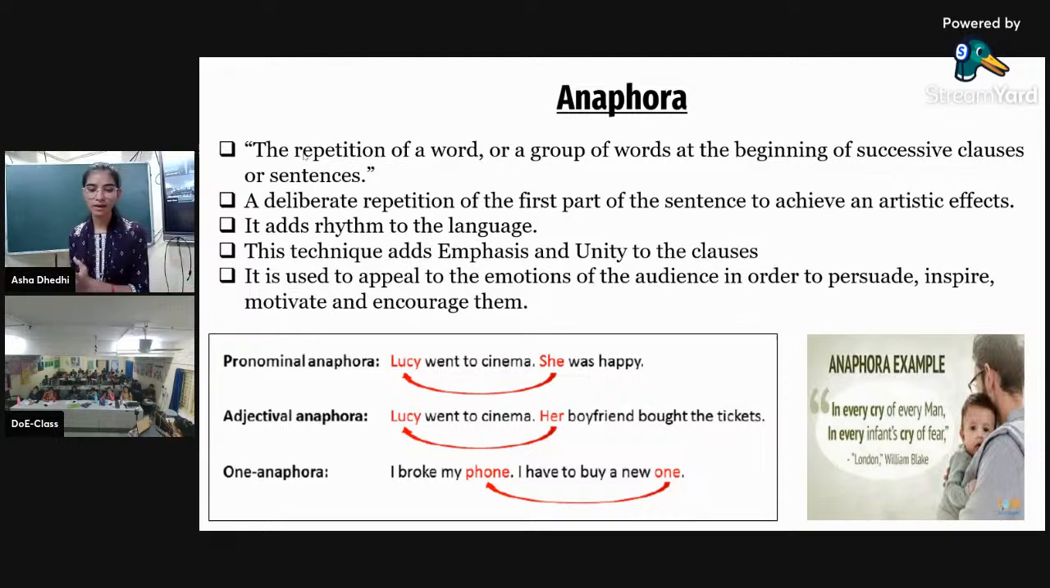"Lucy went to a cinema, her boyfriend bought the ticket." So whenever you are using an adjective with reference to the name of that person, then it would be considered as adjectival anaphora. And last is one anaphora: "I broke my phone and I have to buy a new phone."